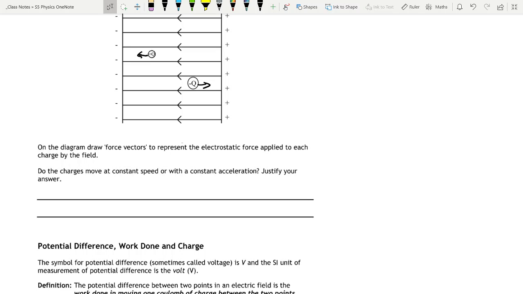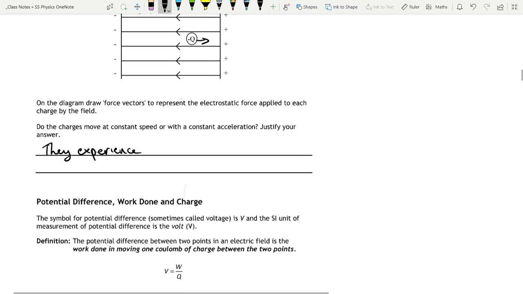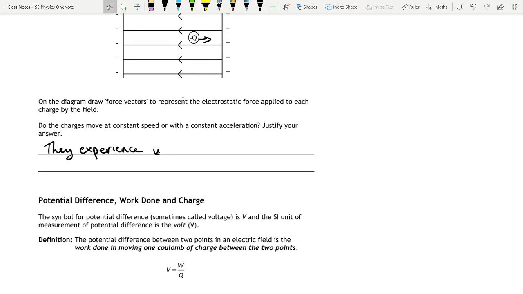So, at this point here, in the middle, it might be a balanced force, but at this point here, it's a much bigger force from the opposite side. So we've got an unbalanced force. Yes. So if you've got an unbalanced force, F equals ma, we have an acceleration. Okay. So they experience unbalanced forces.